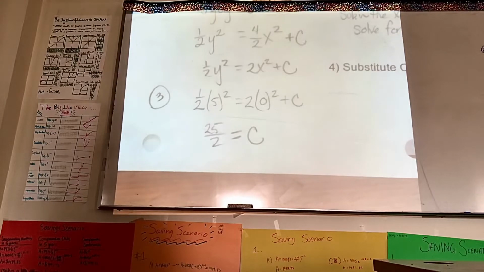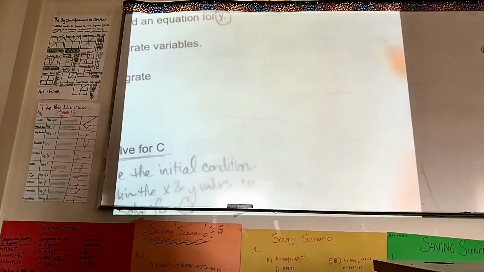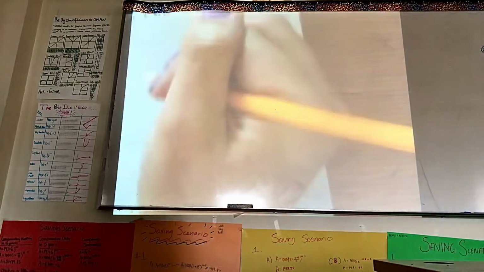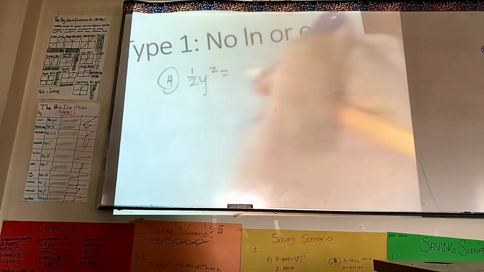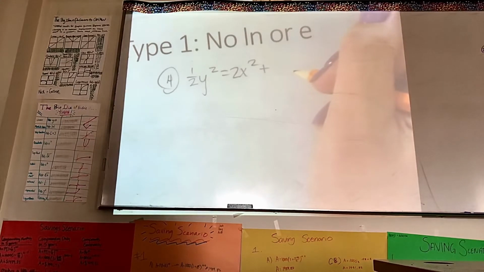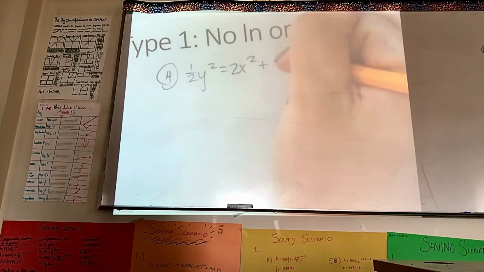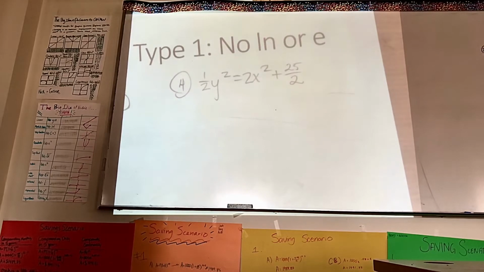Okay, so now step 4, substitute c back in. Alright, I'm going to do step 4 over here. So I take my equation. So my equation is 1/2 y squared equals 2x squared. And then it says plus c. But I'm going to do plus, what's c? 25 halves. So that's step 4.